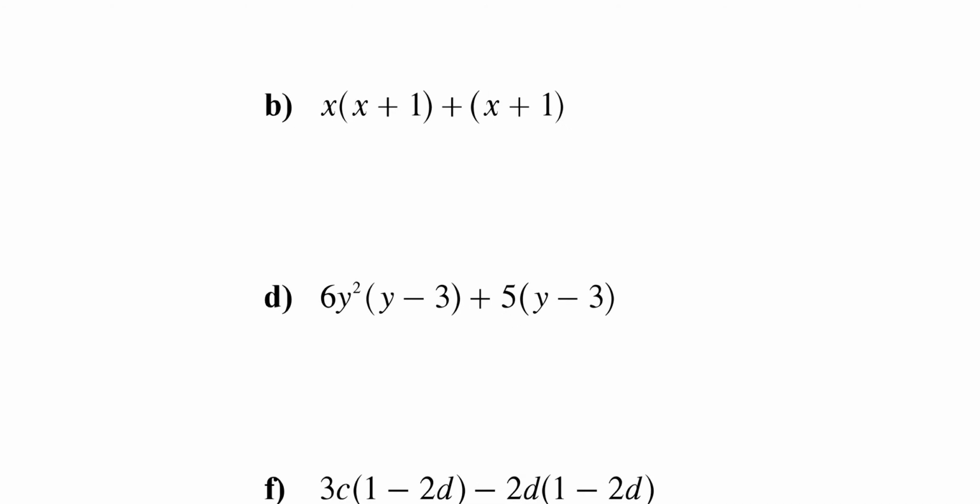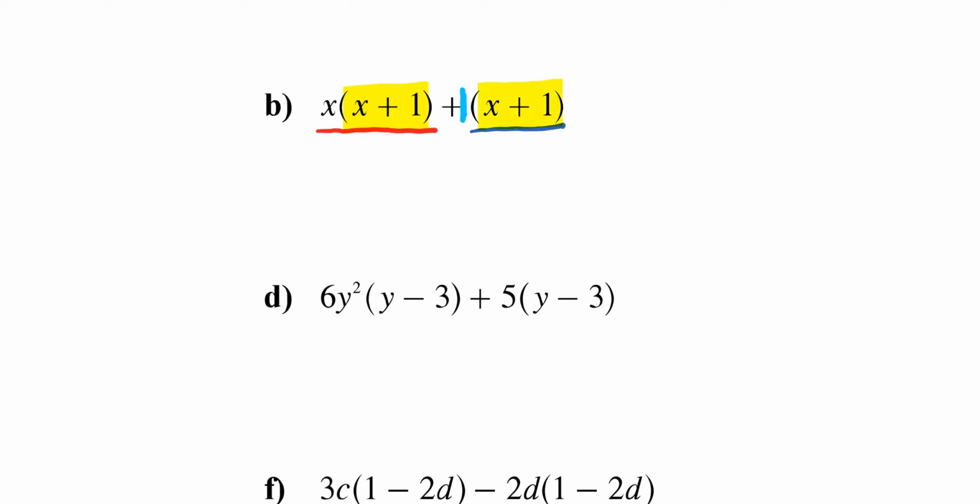Let's move on to letter B. For letter B, once again, we have two terms, one in red and one in blue. You should also notice that there's an invisible 1 here, which I'll highlight in a light blue. Then ask yourself, in both those terms, is there a common factor? And the answer is yes. It's x plus 1 and x plus 1.